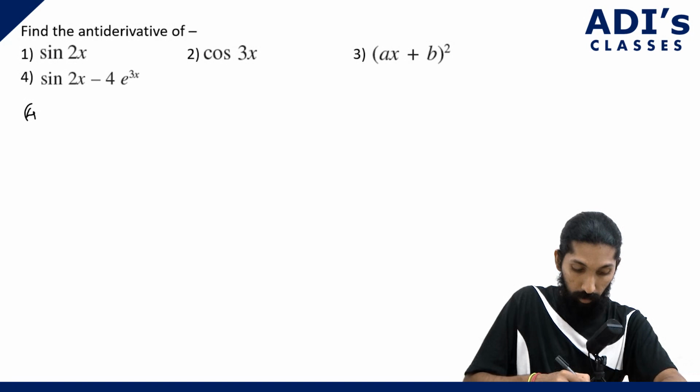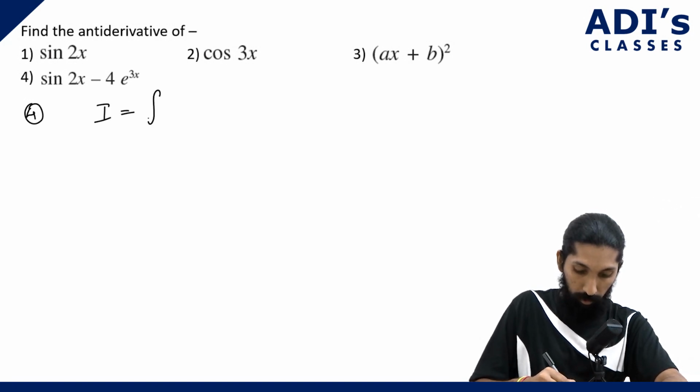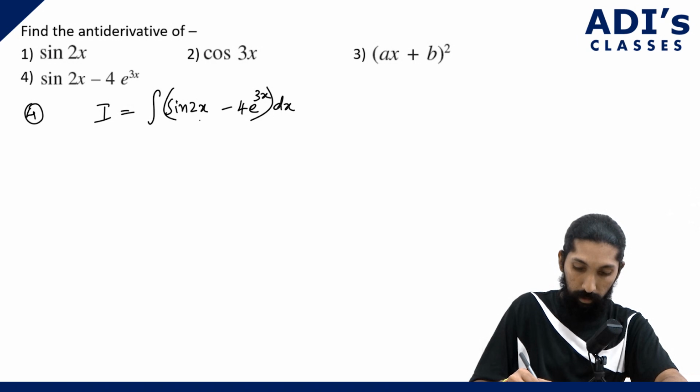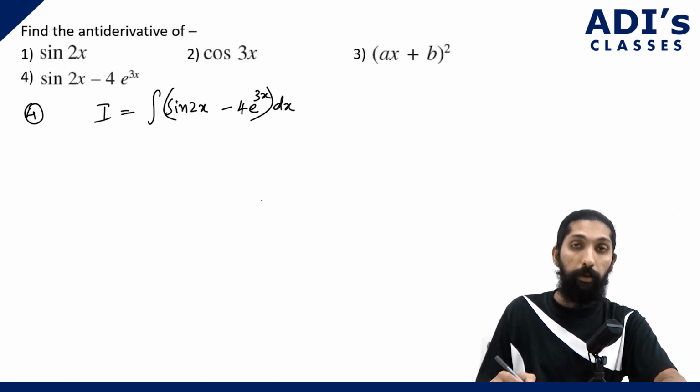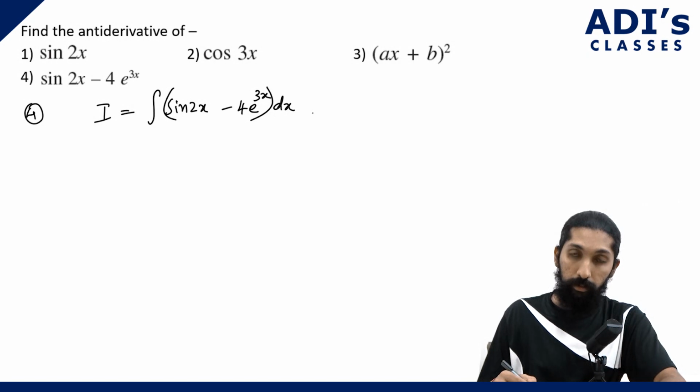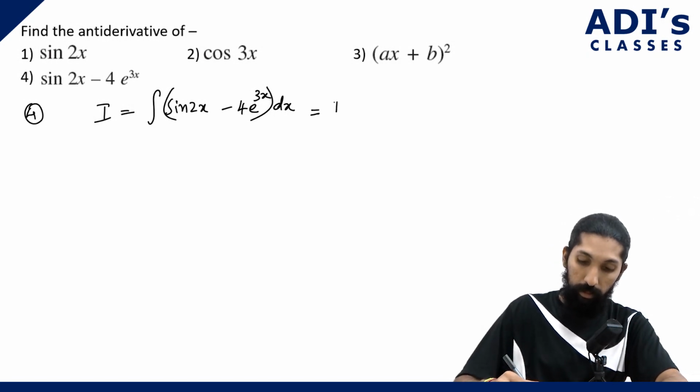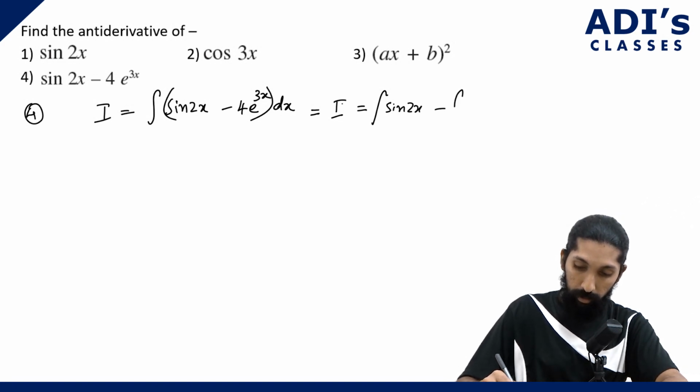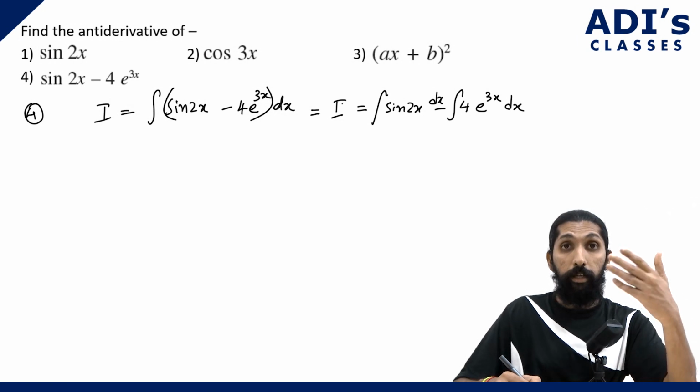Now what you have, I is equal to integral of sine 2x minus 4 e power 3x dx, correct? First thing what you do, split the integral. That means this can be written as I is equal to integral of sine 2x minus integral of 4 e to the power of 3x. So for sine 2x you are going to have dx. For this also you are going to have a dx, correct?